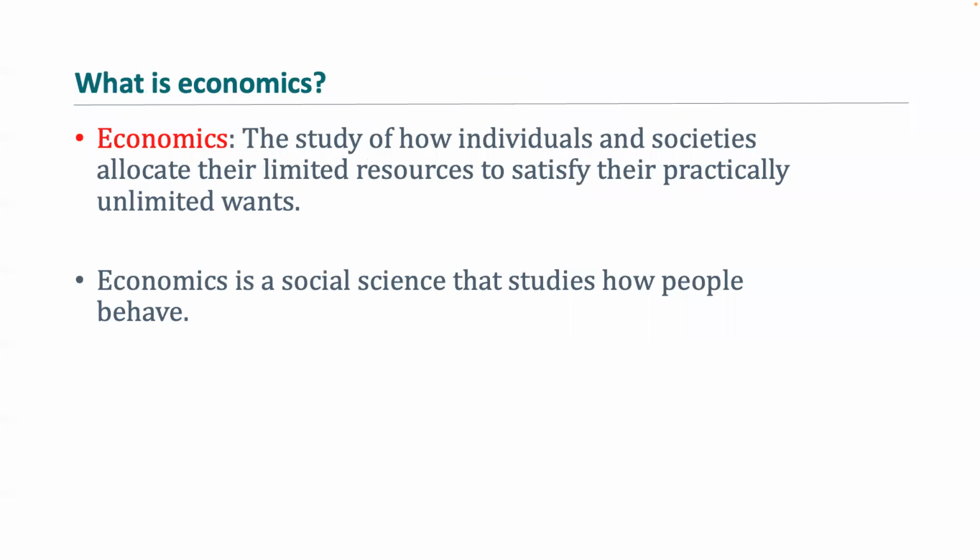So what is economics? Economics is the study of how individuals and societies allocate their limited resources to satisfy their practically unlimited wants. It's a social science that studies how people behave. Because we're studying how people behave under conditions of scarcity, economics is a social science. All of this to say, economics tells us how people make decisions when we have essentially unlimited wants but limited resources.